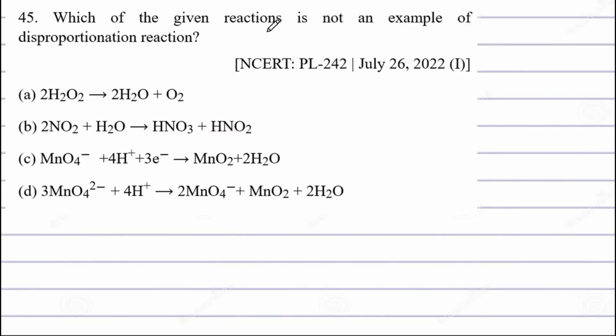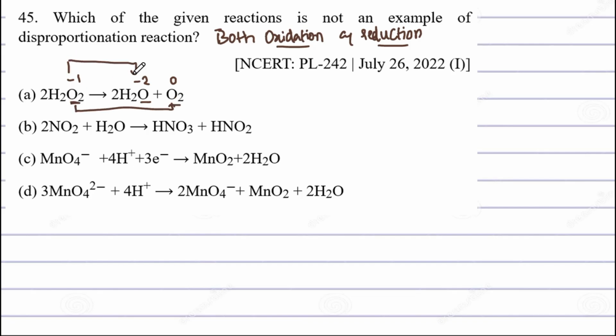Next question is, which of the given reactions is not an example of a disproportionation reaction? So already we said a disproportionation reaction means the same species should undergo both oxidation and reduction. So there should be a decrease in oxidation state as well as an increase in oxidation state. Let us see the four equations. In option A, the oxidation state of oxygen in hydrogen peroxide is -1. In water it is -2, and in the oxygen molecule it is 0. So the same element undergoes both oxidation and reduction. So this is a disproportionation reaction.